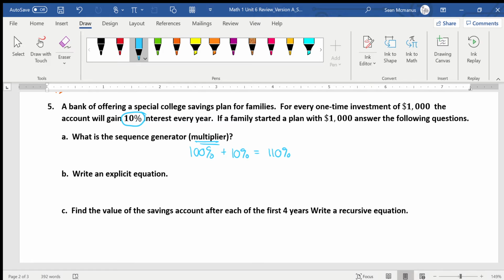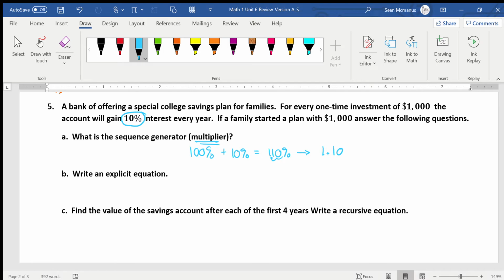So my multiplier is 110%, but I can't put something with a percentage symbol into the equation that I'm going to use. So I have to rewrite this as a decimal. So 110%, percent means divide by 100, so I would move the decimal to the left twice. So 1.10, that's a decimal that represents 110%. So my multiplier is 1.10.